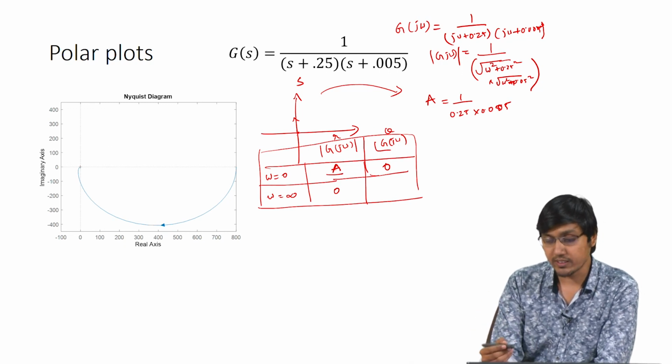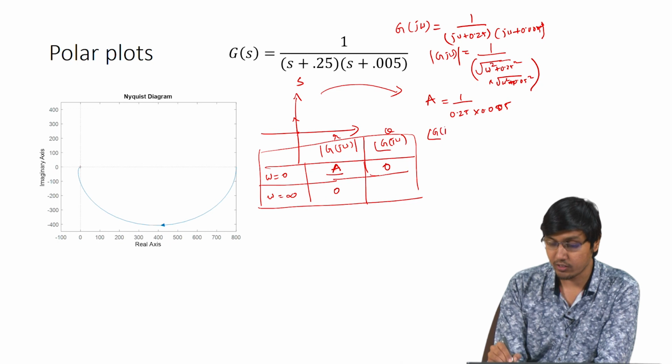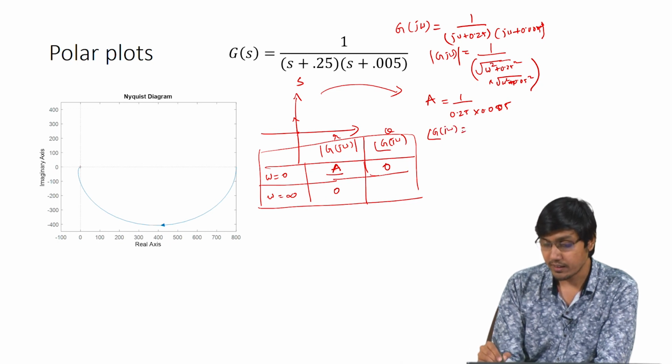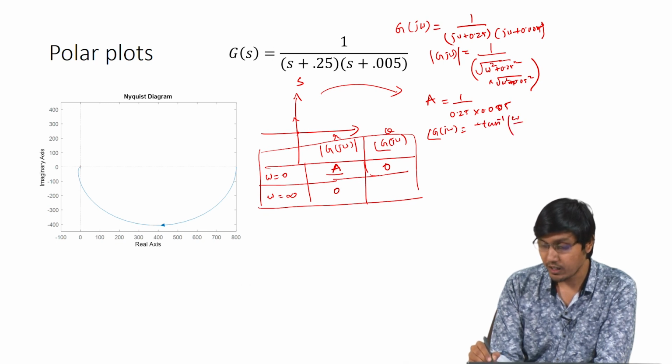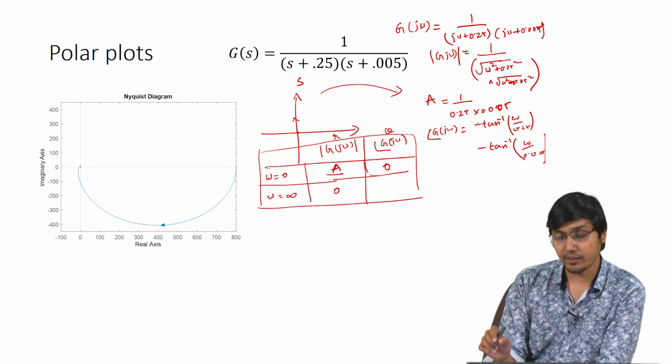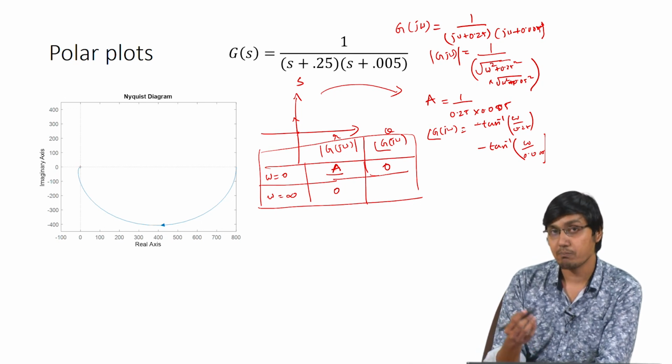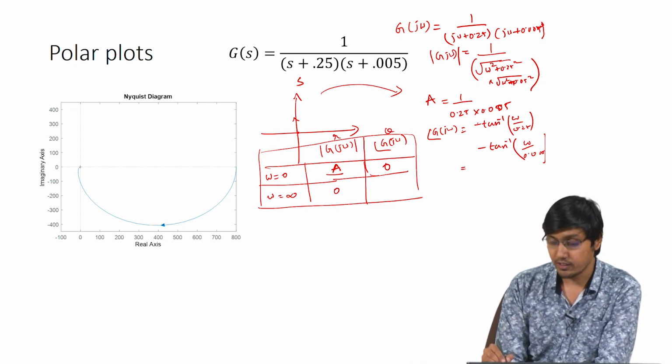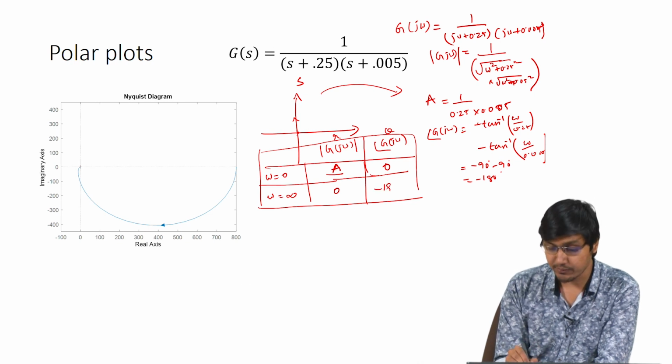Now let us see what happens for the angle. Angle of g of j omega is nothing but minus tan inverse omega by 0.25, because it's a pole, it's a denominator, so we have the minus, and minus tan inverse omega by 0.005. If you substitute omega equal to infinity, tan inverse infinity is pi by 2, which is 90 degrees, so minus 90 for this term and minus 90 for this term. So basically it becomes minus 180 degrees when omega equal to infinity.